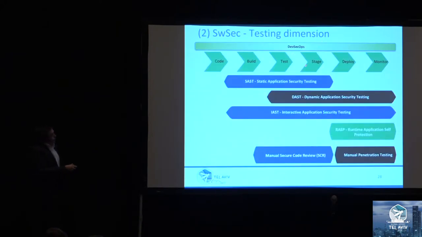Regarding the testing dimension, we are looking at what kind of tools and manual tests the company is doing. So, for example, if they are applying SAST, DAST, IAST, and RASP, which are new technologies, and what kind of manual code review and manual penetration testing they are performing.